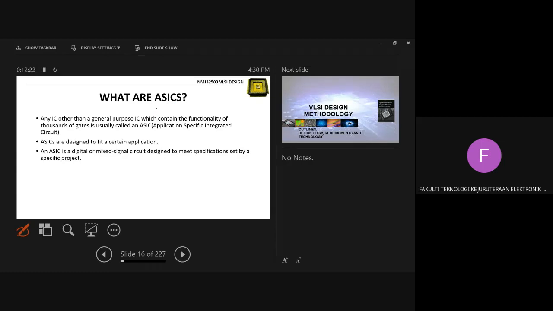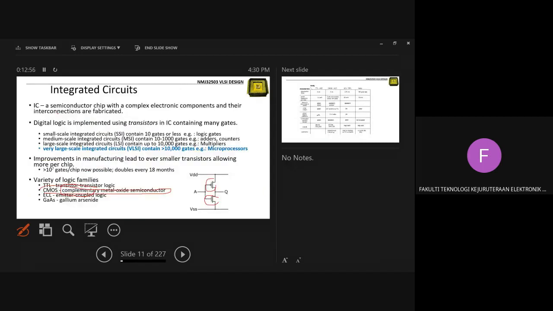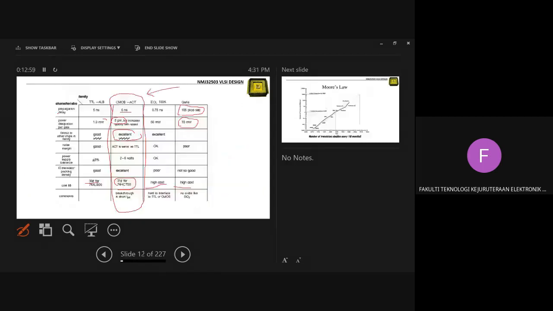So what are ASICs? Just now we learned about VLSI. VLSI, as we can summarize, is more about the number of transistors. How many transistors can we integrate inside the chip? We already know 10K, or 10,000 transistors per chip. That's actually roughly more than 10K if I'm not mistaken, more than 10K bits per chip.